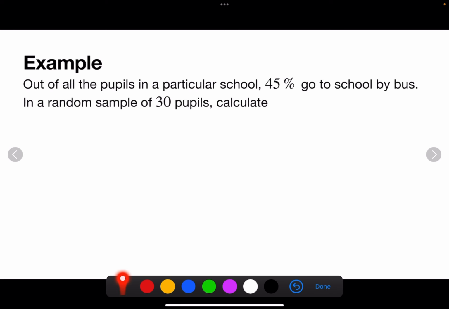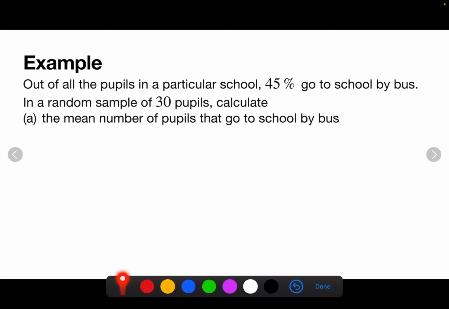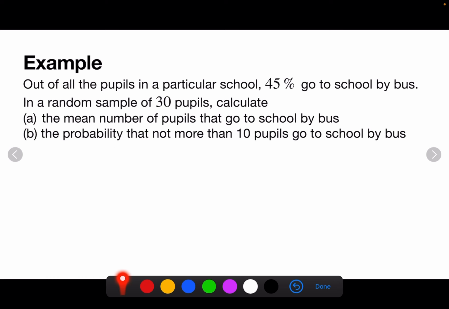Out of the pupils in a particular school, 45% go to school by bus. In a random sample of 30 pupils, calculate the mean number of pupils that go to school by bus, and the probability that not more than 10 pupils go to school by bus.